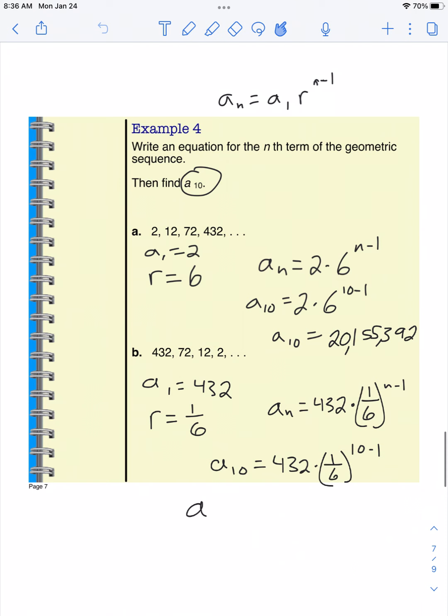Type that into our calculators. We get the 10th term, 0.0000. That's 4 zeros after the decimal. 4286694, so we're just going to round to 7.